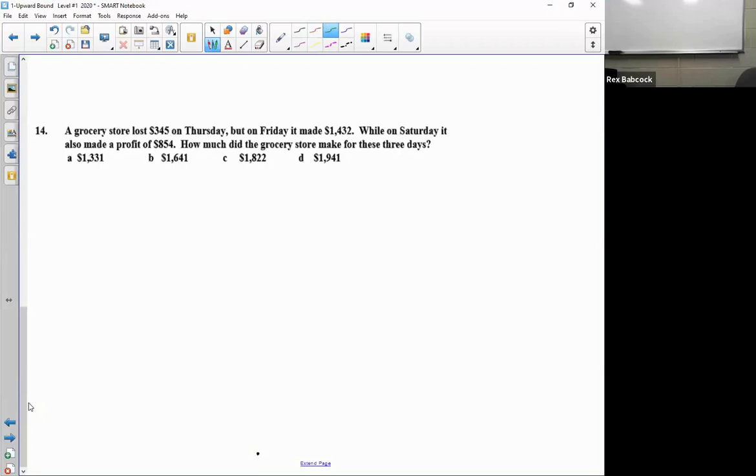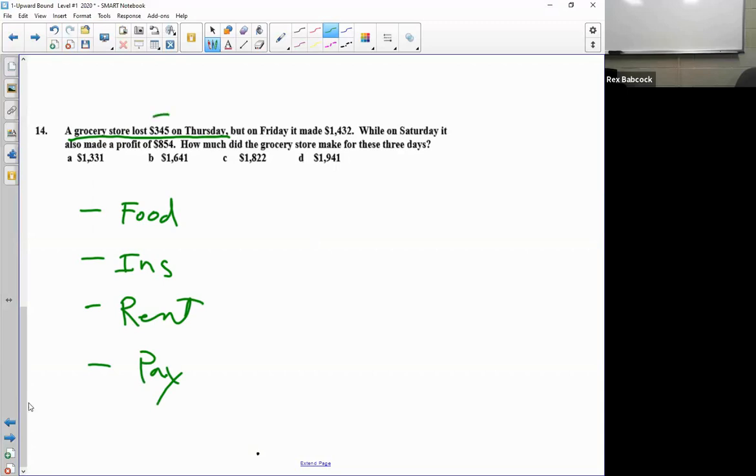Let's take a look at it. Said a grocery store lost $345 on Thursday. By the way, how does a business lose money? How could a grocery store lose money? Had people come in and buy stuff. Didn't they make money? Food spoilage. Insurance on the building. Rent on the building. Pay for the employees. All those are minuses.